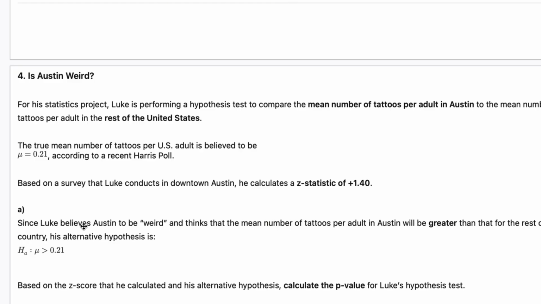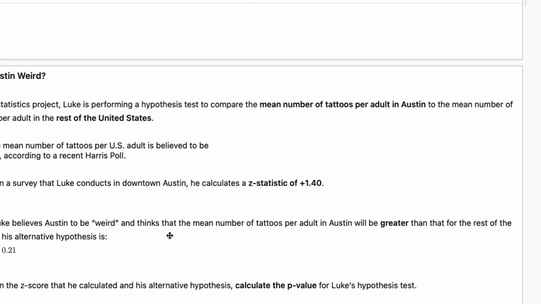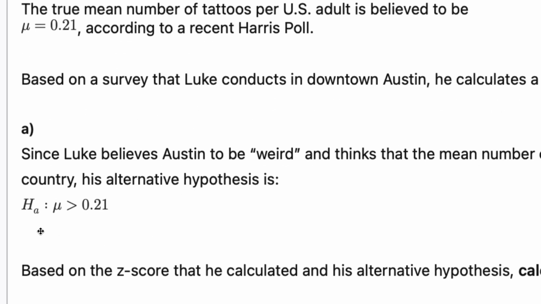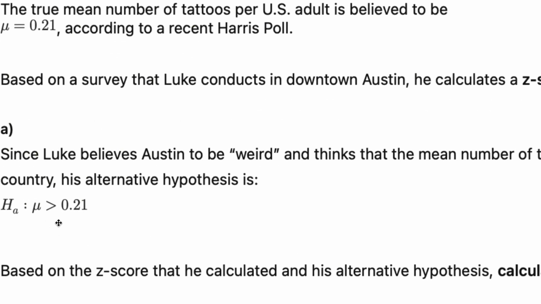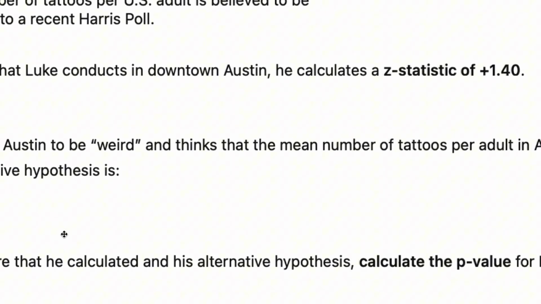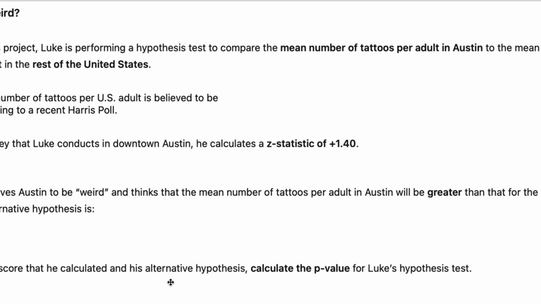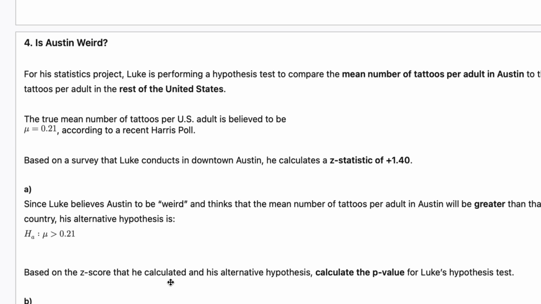Part A. Since Luke believes Austin to be weird and thinks that the mean number of tattoos per adult in Austin will be greater than that for the rest of the country, his alternative hypothesis is HA: mu greater than 0.21. Based on the z-score that he calculated and his alternative hypothesis, calculate the p-value for Luke's hypothesis test. Okay, so how are we going to do that? It seems like it gives us a lot of information.